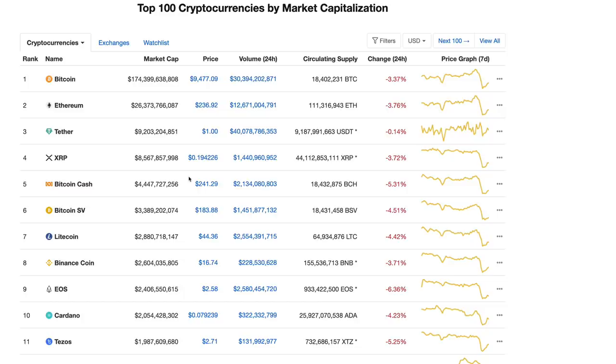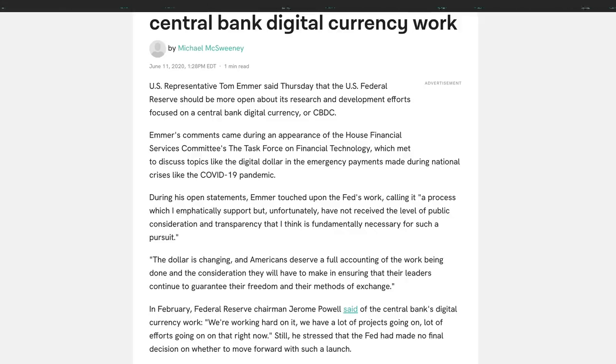So thanks so much, XRP Crypto Wolf, for bringing up this article with regards to the Fed and the fact that transparency is important for Americans entering this new digital age. What about this next one here, guys?